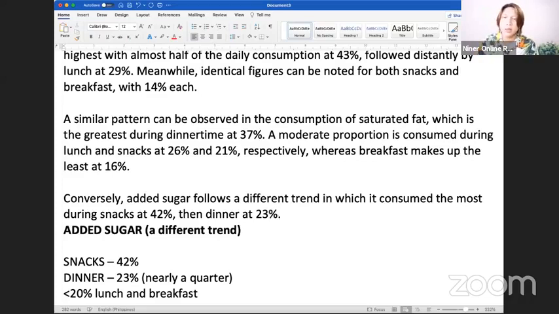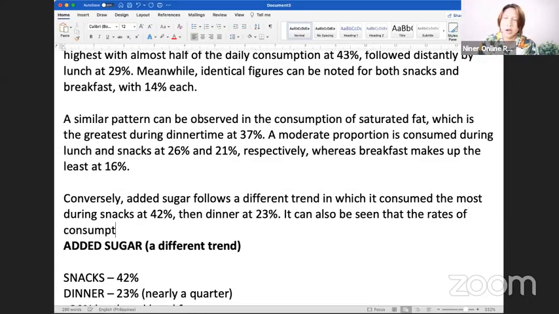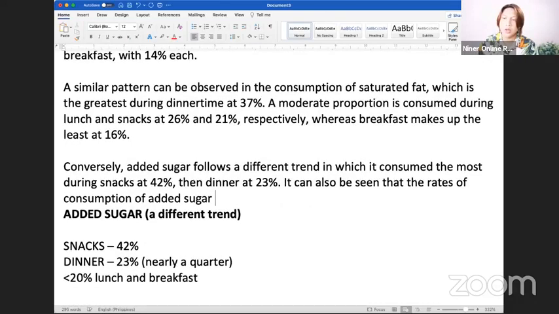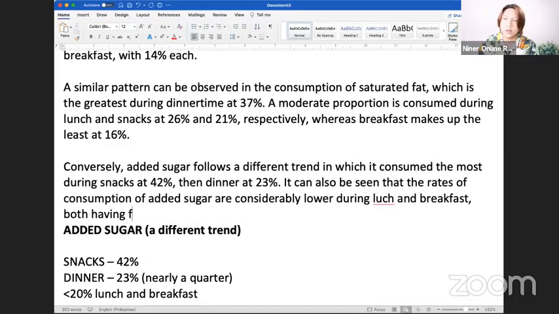It can also be seen that the rates of consumption of added sugar are considerably lower during lunch and breakfast, both having figures below 20%.